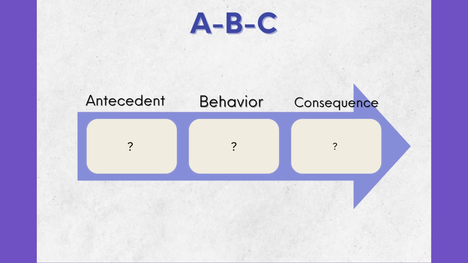Let's look at another example. You're going to see a video of a child exhibiting disruptive behavior. Keep in mind who is in the setting environment, how we're going to define disruptive behavior, and how the teacher and other students responded to this behavior.